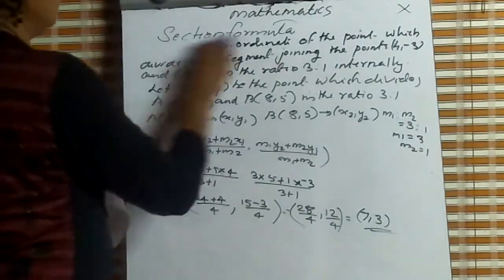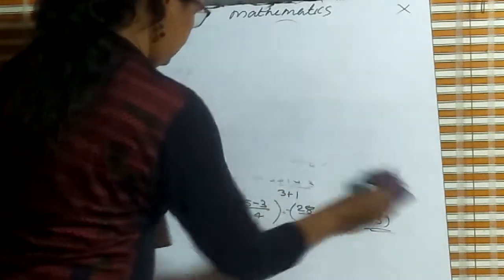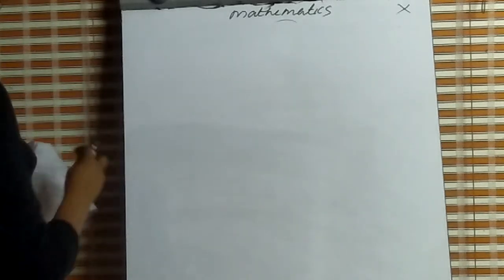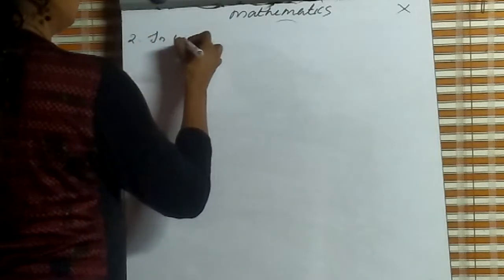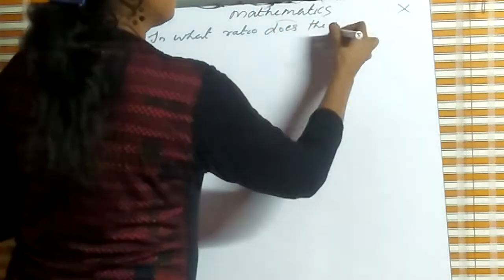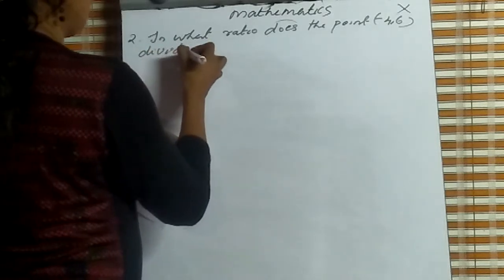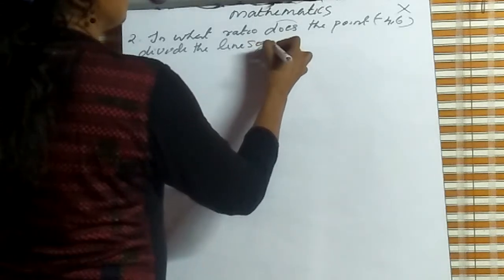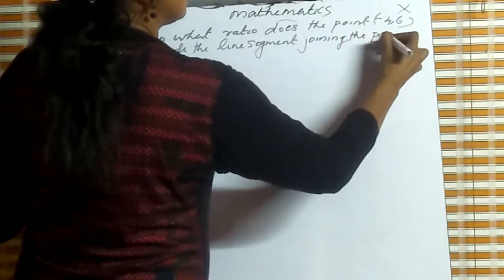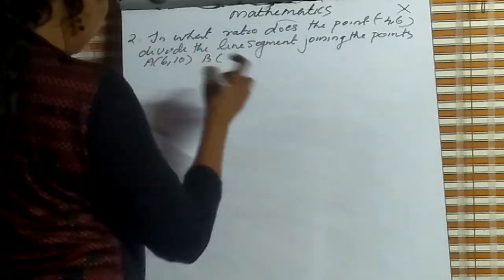Question number 2. In what ratio does the point (minus 4, 6) divide the line segment joining the points A (6, 10) and B (3, minus 8).